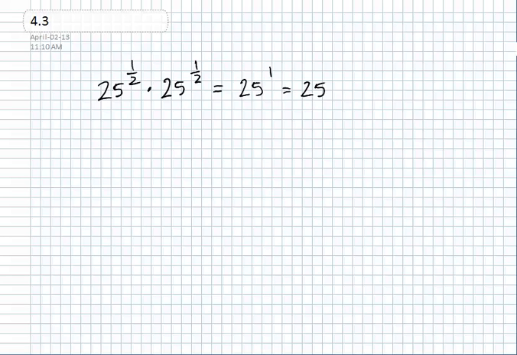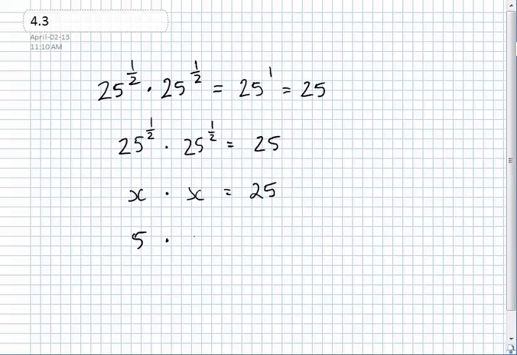So if 25 to the power of a half times 25 to the power of a half equals 25, what the heck does 25 to the power of a half mean? In other words, what times itself equals 25? Obviously, the answer is 5. So 25 to the power of a half is the same thing as saying 5, because 5 times 5 is 25. So they must be the same thing.